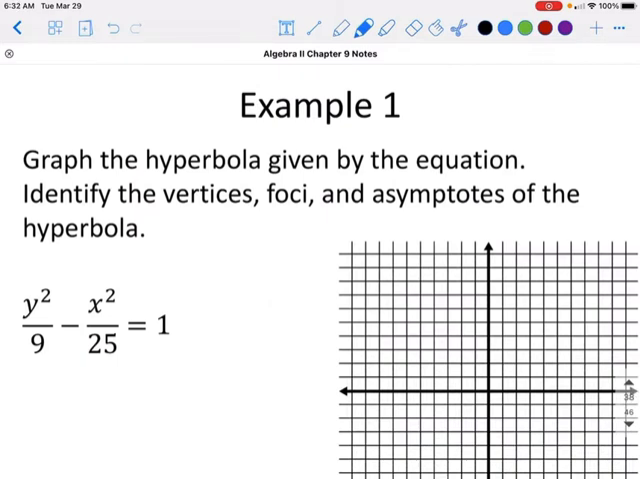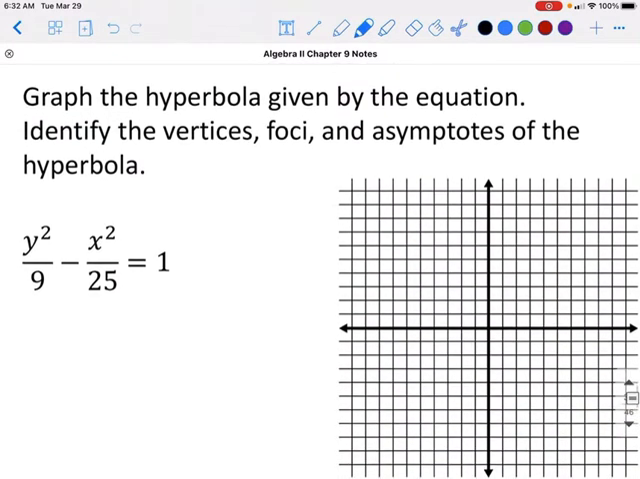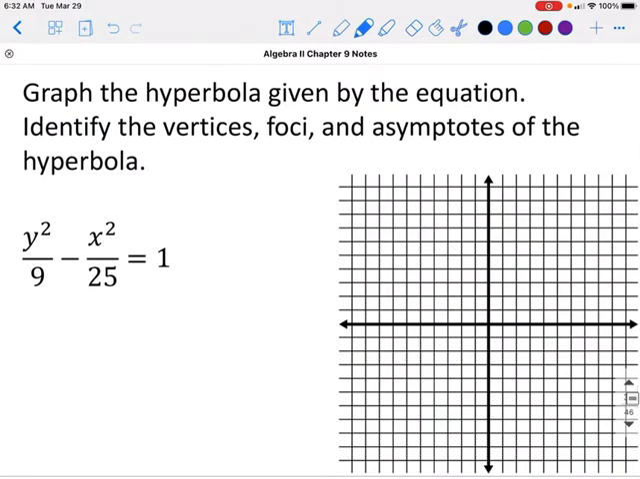So we're going to graph the hyperbola given by the equation. We're going to identify the vertices, the foci, and the asymptotes of the hyperbola. So the first thing we're going to do is identify h, k, a, and b. Now remember, h is the value that is added or subtracted to x. And because we're not adding or subtracting anything to x, our h value is 0. K is what is added or subtracted to y. Since we have nothing with the y, we have 0.